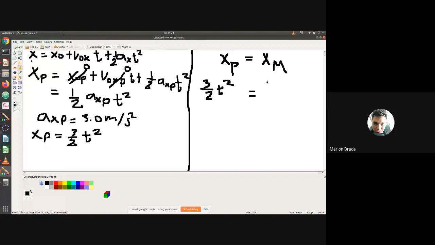So I-transpose na ko to the other side, na ko 3 over 2, na ko 3t squared minus 30, right? Times 2 both sides. T, this is equal to 0. So the common is 3. So we have 3t multiplied by t minus 10 is equal to 0.